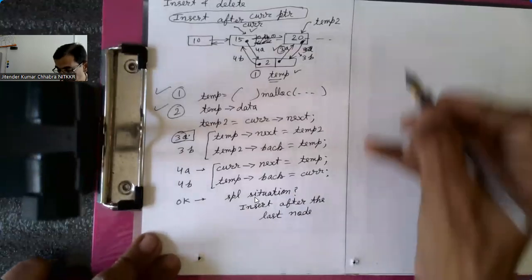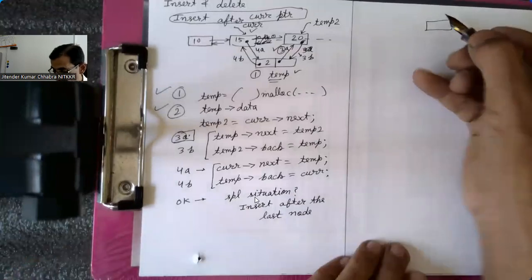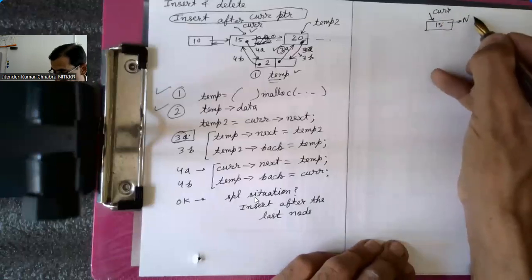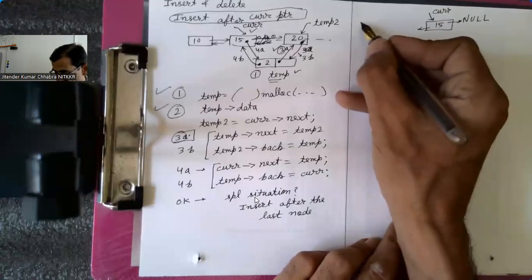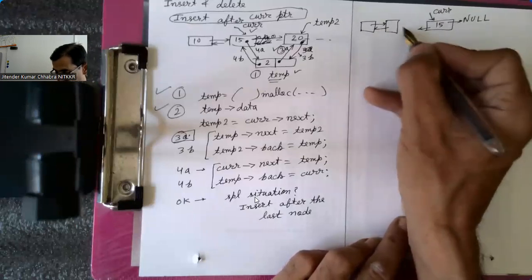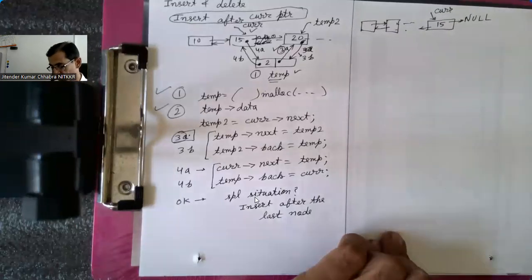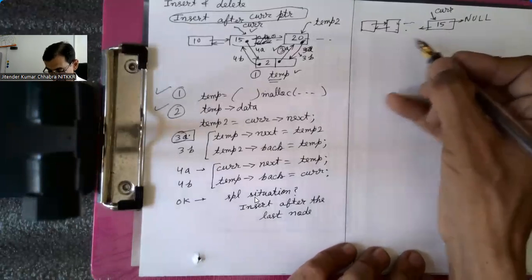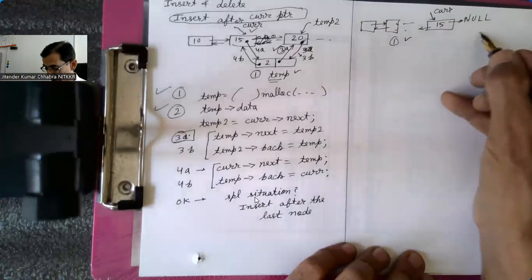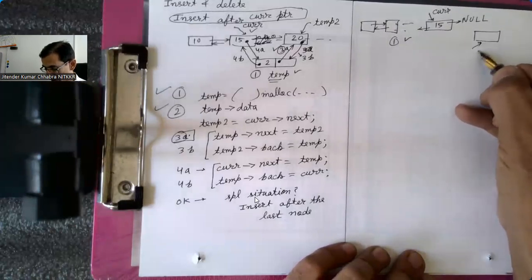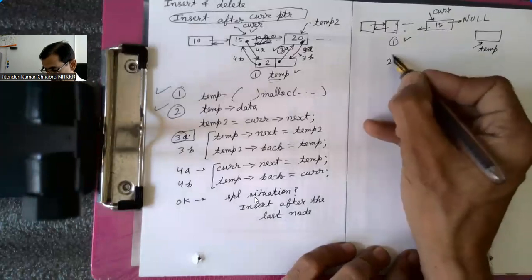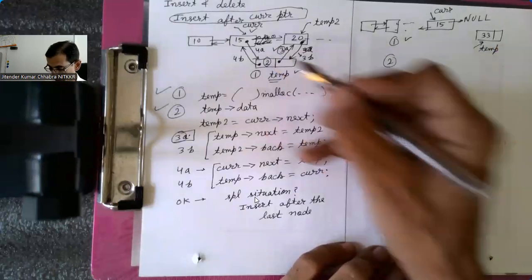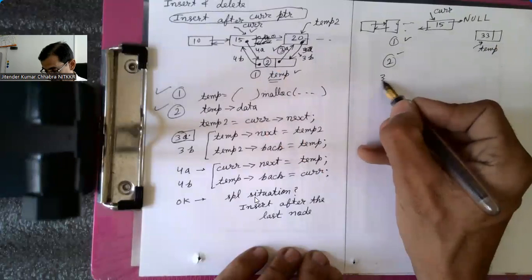Insertion after the last node means your current is this node, let's say 15, and this is the last node. Means this pointer is null. And the rest are existing the way they were without much of a problem. Even if it is first node, after first, not a problem. But if current is the last node, then what will happen? Step 1, okay, malloc can be done, temp comes here. Step 2, temp's data being saved here, let's say 33. Step 2, perfect.